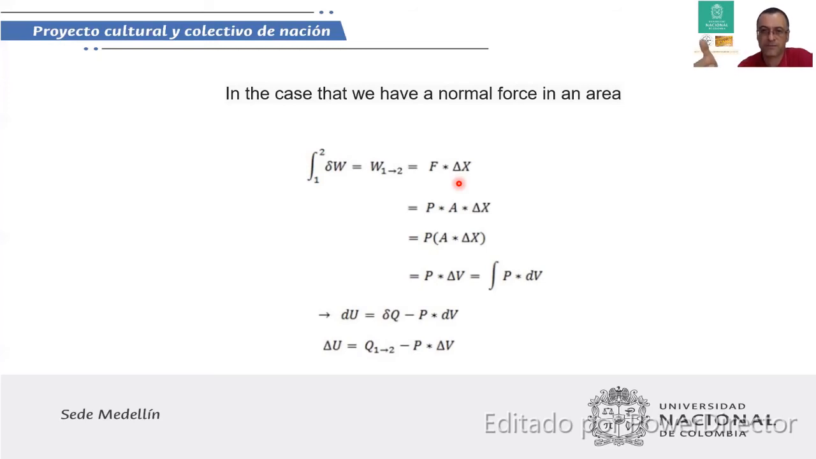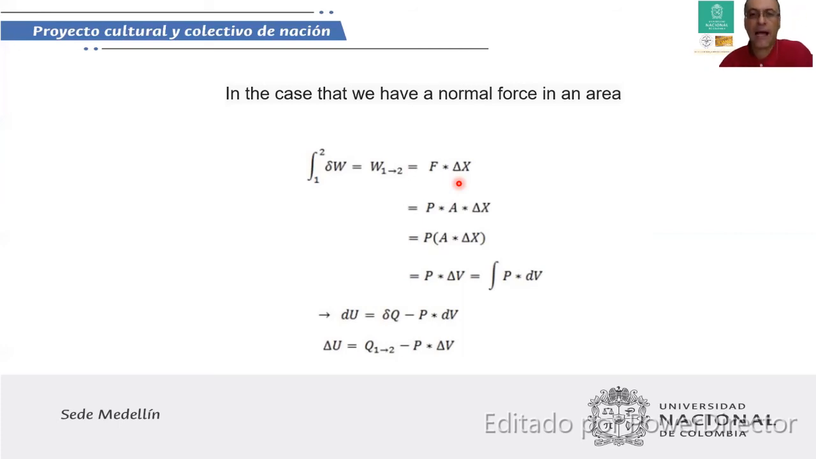The first case, when the system doesn't change the volume, we say that we have an isochoric process, or isovolumetric, it's the same. When you don't change the temperature, you say it's an isothermal process. When you don't change the pressure, you say you have an isobaric process. And when you don't permit the interchange of heat, the process is named adiabatic.